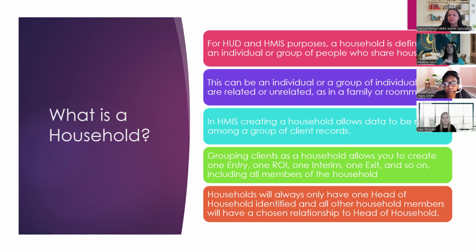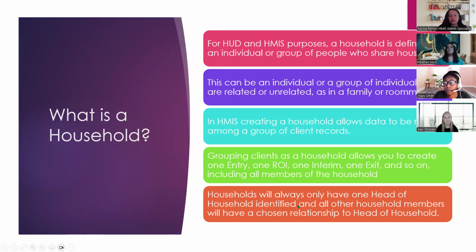So we can enter one service that's going to show up on all of those clients' profiles and group them together, right? And one ROI, depending, obviously, we need to make sure that we have a paper signed release of information and informed consent for everyone in the household over the age of 18. Children can be included with the caretaker, but we can do one digital release of information for everyone in the household. So one exit, like I said, one entry and the services, right?